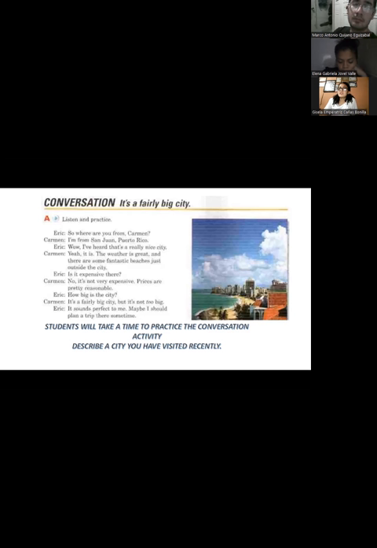En vez de decir, the weather is great. So usted dice, oh, the weather is great. And there are some fantastic beaches just outside the city. En vez de que usted diga, there are some fantastic beaches just outside the city. Es muy diferente. ¿Y cómo se logra eso?